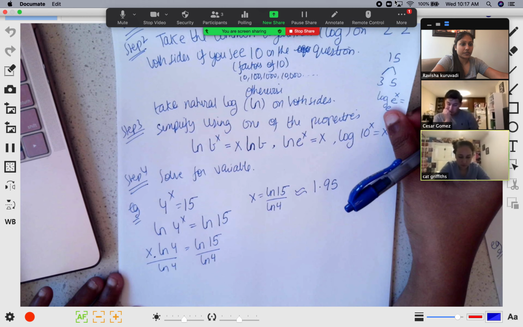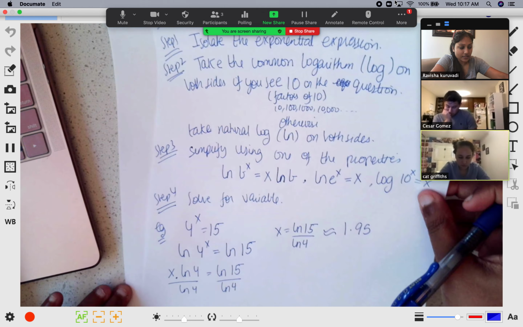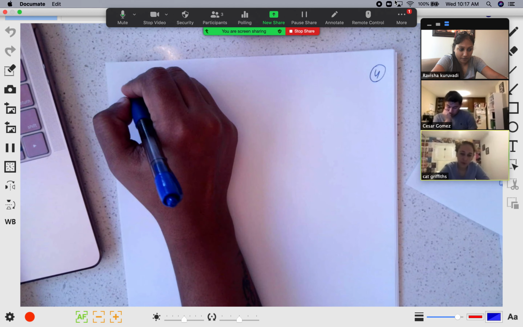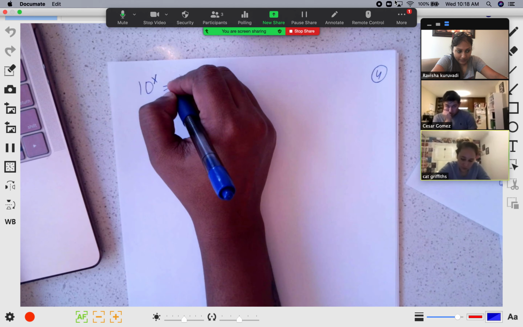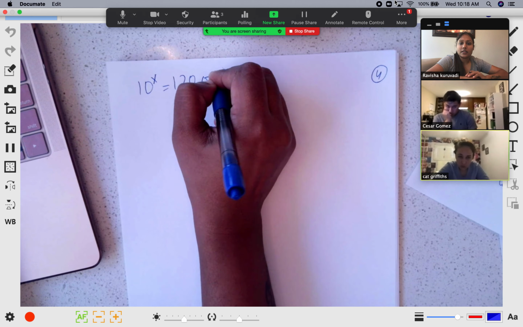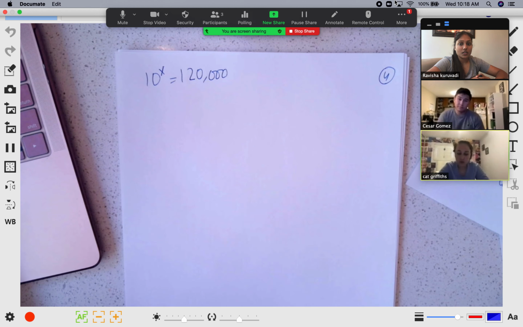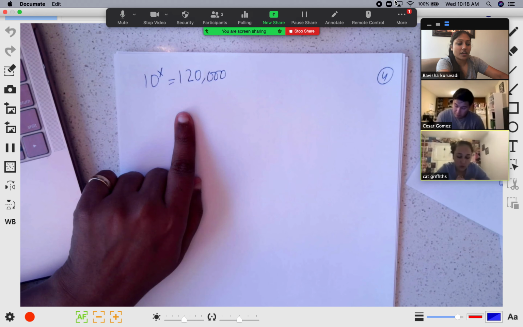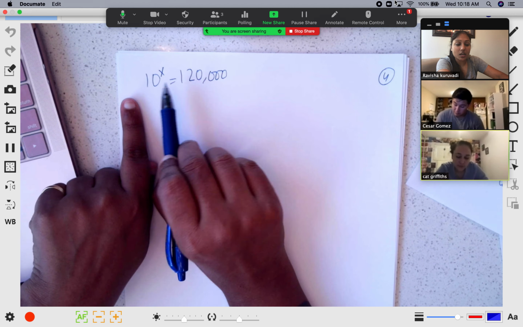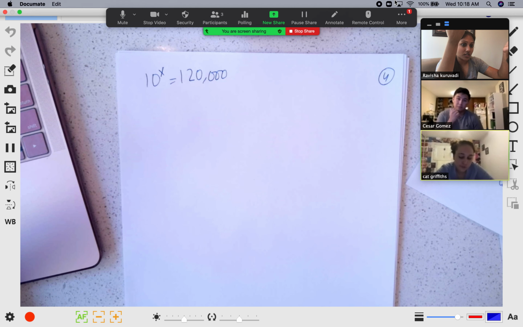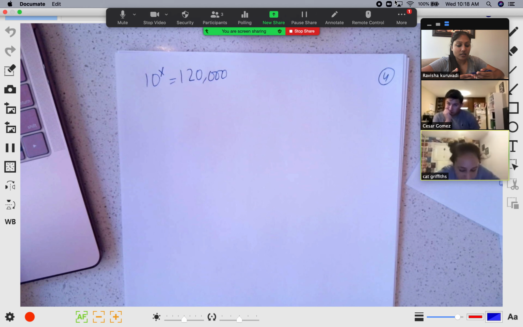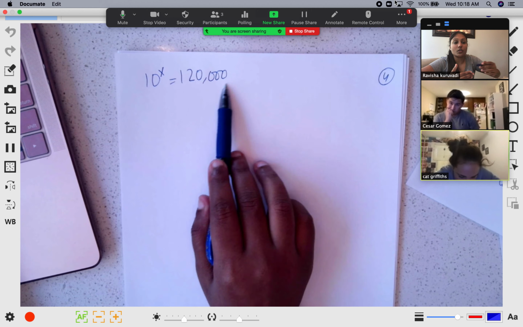Let's do one more problem here. In this second problem, you are given 10 to the power of x is equal to 120,000. For this problem, first I will try to make my base the same. Here I have 10. Can I write 120,000 as 10 to the power of something? No, because 10 to the power of something will be either 10, 100, 1000, 10,000, 100,000. It won't be 120,000.